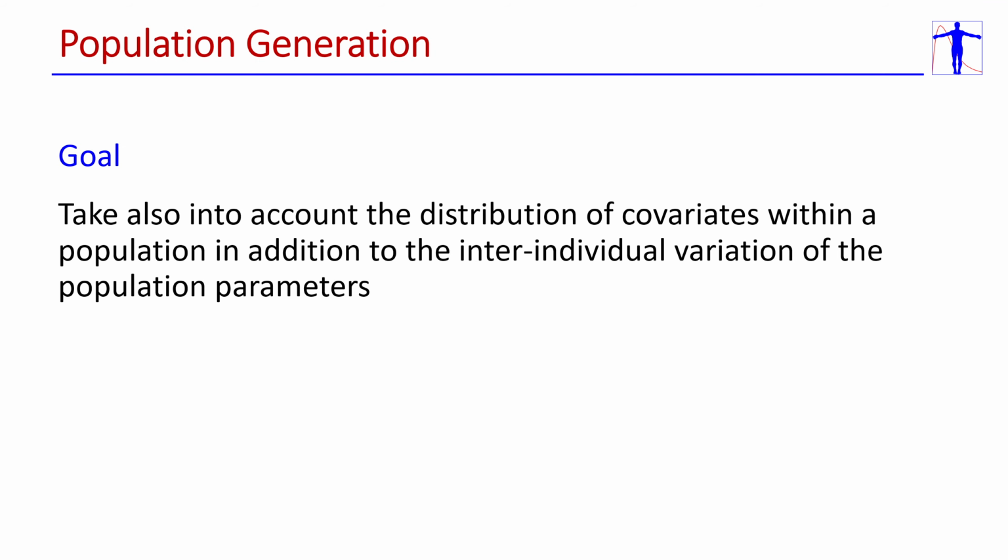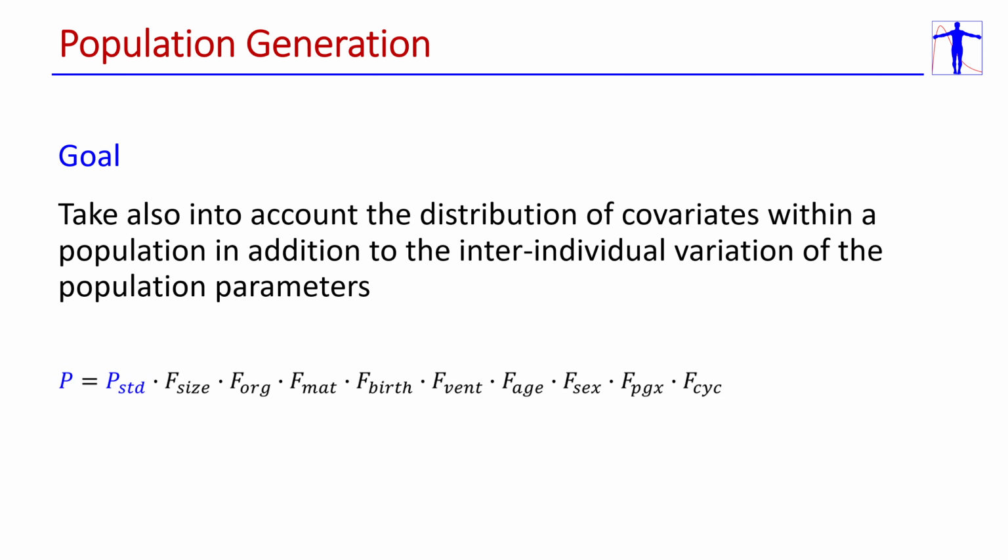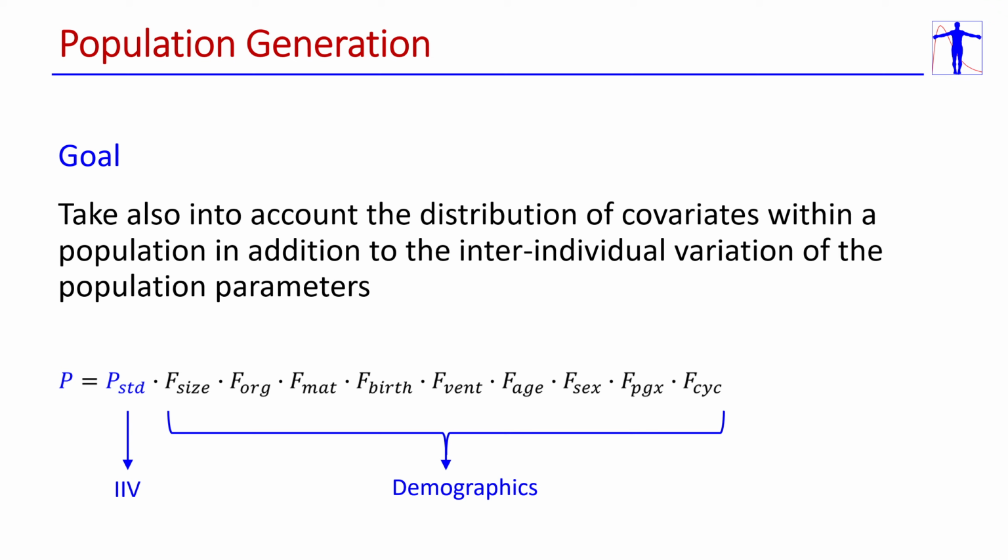The goal of generating a population is to also include the distribution of covariates within a population, in addition to the inter-individual variation of the population parameters. The effect of one or more covariates is typically modeled as a correction factor applied to the parameter population value. The inter-individual parameter variation is defined for the population value. The inter-individual covariate variation is defined by the demographics of the population.